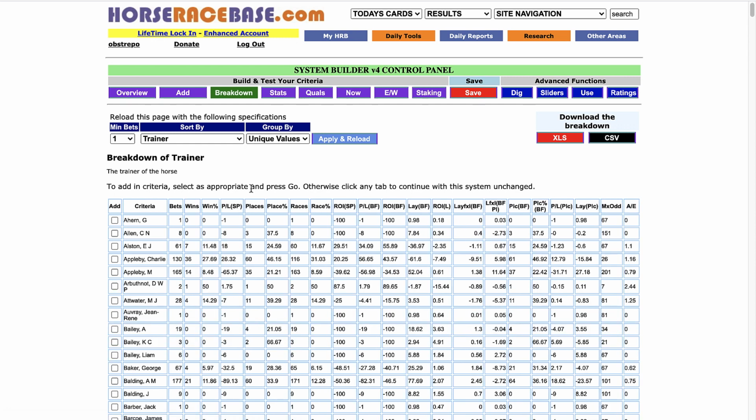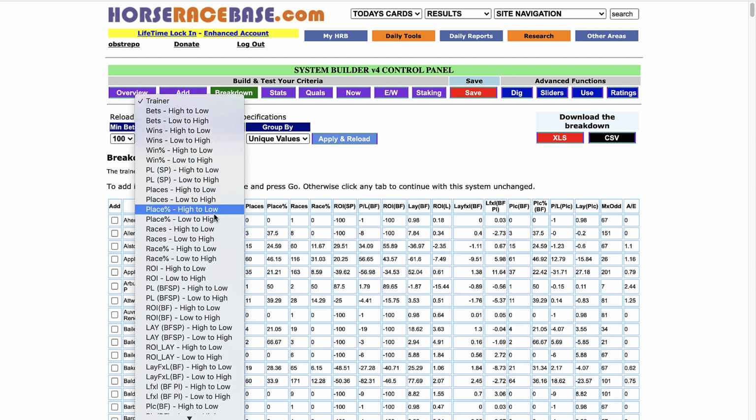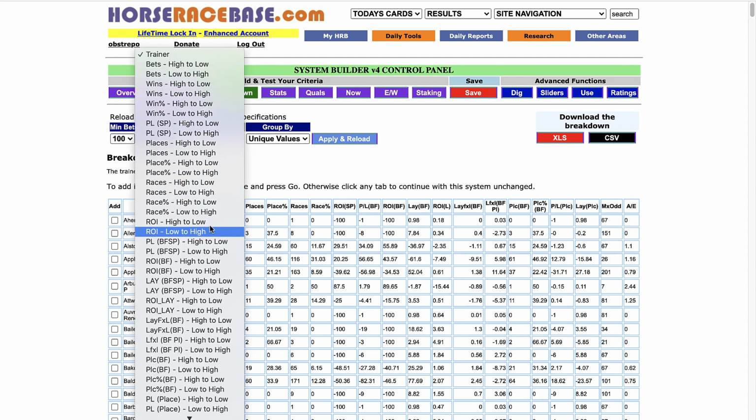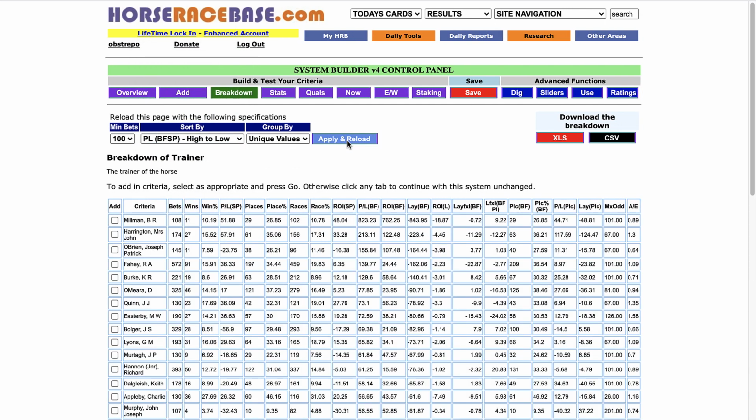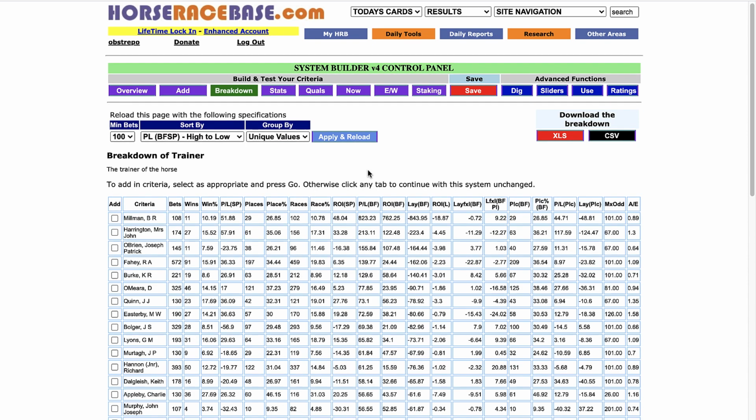Now I want the trainers that have performed well. I don't want just those that have only had one or two bets. So I'm going to specify a minimum of 100. And I want to look based on Betfair SP. So profit and loss based on Betfair SP, high to low. And then we'll apply that. It's now sorted based on that criteria.